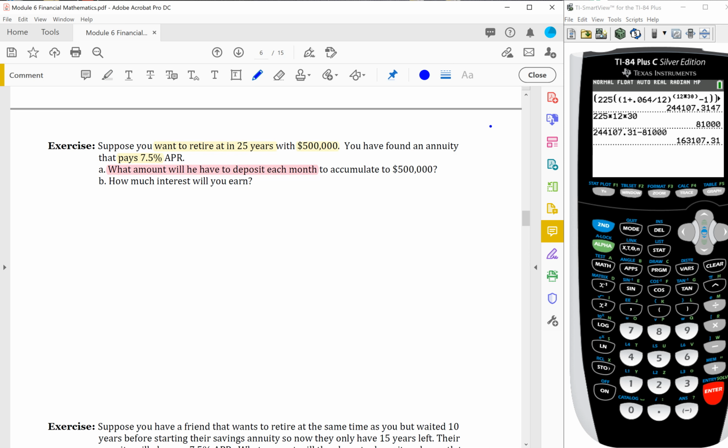Let's start with our annuity formula. So here we have A equals, again, your monthly contribution D times 1 plus R over K. You'll need parentheses around that. Raised to the KT, minus 1, all divided by R over K.